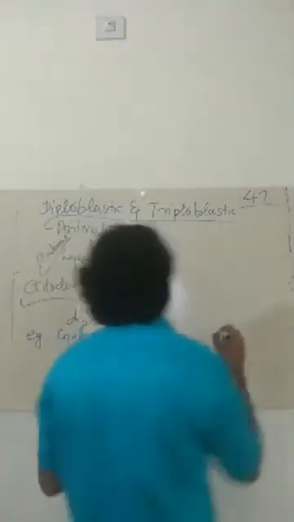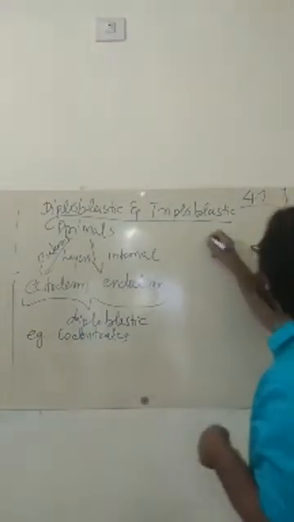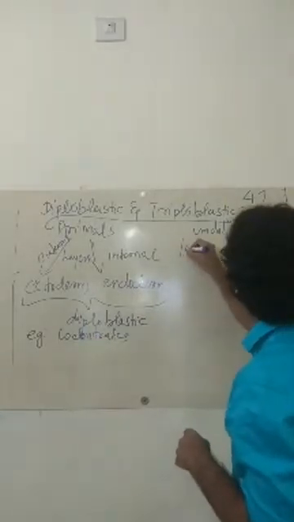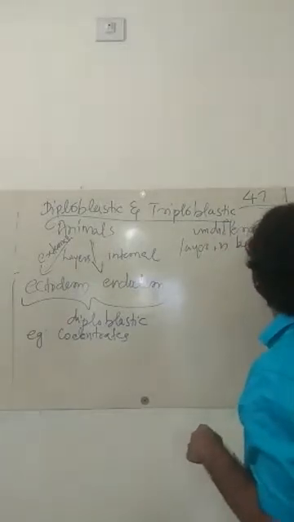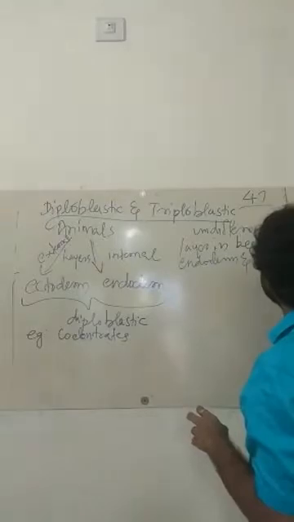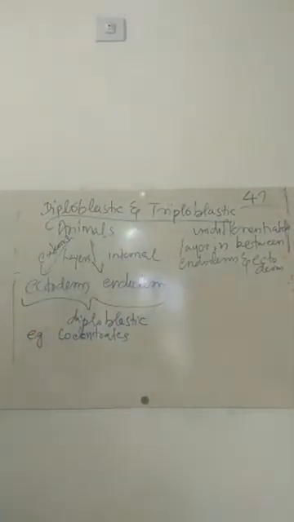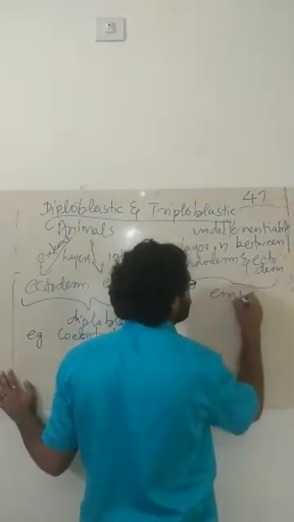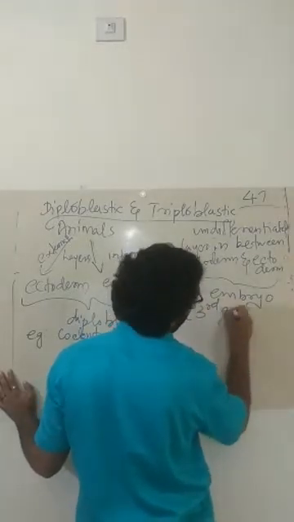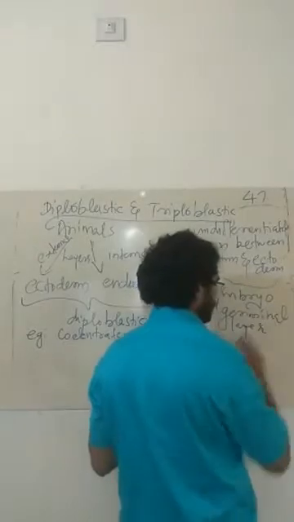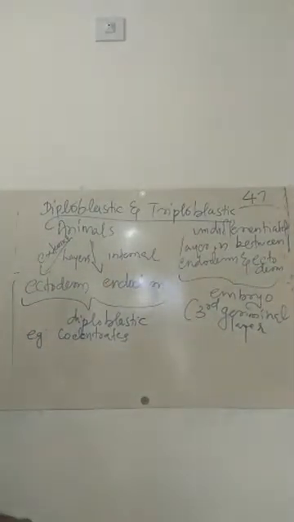Okay, so in some cases there will be an undifferentiated layer in between the endoderm and the ectoderm. Now those animals which have a third germinal layer, if these organisms produce an embryo, there will be a third germinal layer. Okay, so that is known as the mesoderm.